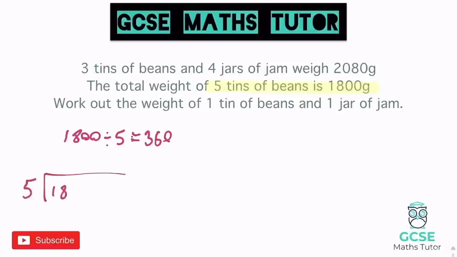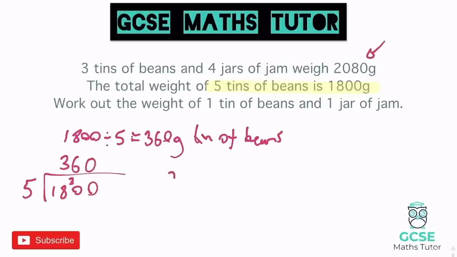5 into 18 goes 3, remainder 3. 5 into 30 goes 6, and then 0, so 360 grams, and that is for the tin of beans. It then says 3 tins of beans and 4 jars of jam weigh 2,080 back in the first line. So if we work out the weight of 3 tins of beans, 3 of those would be 360, 360 and 360. If we add those all up, we get 1,080. So that's the weight of those tins of beans.